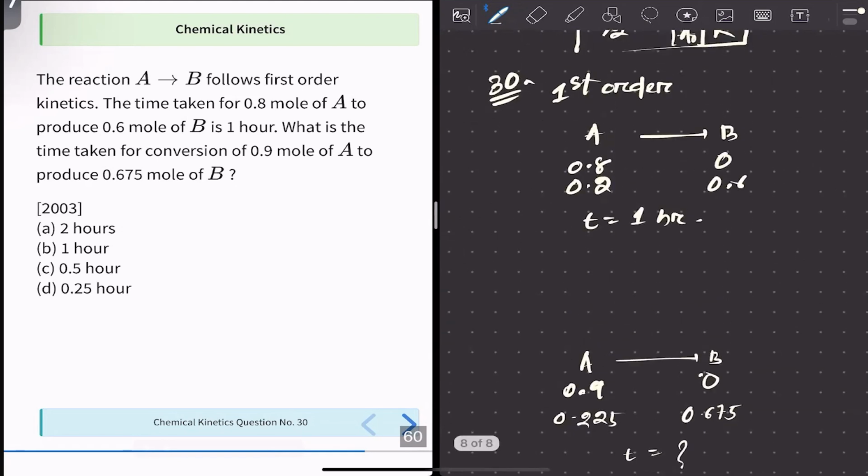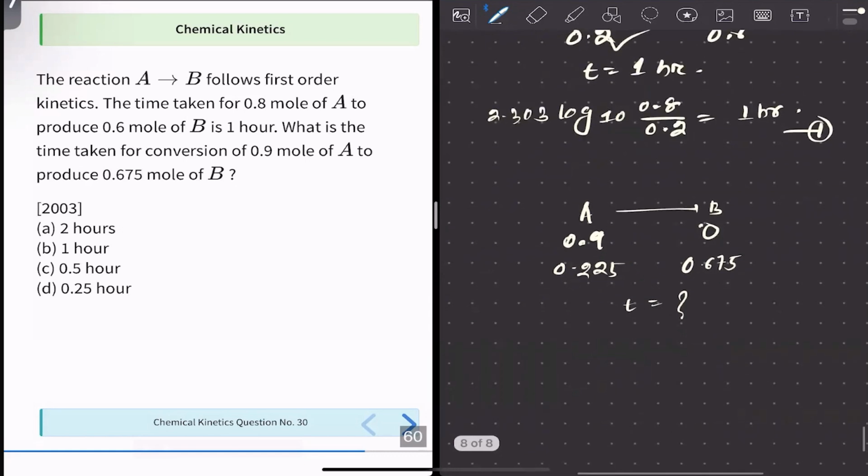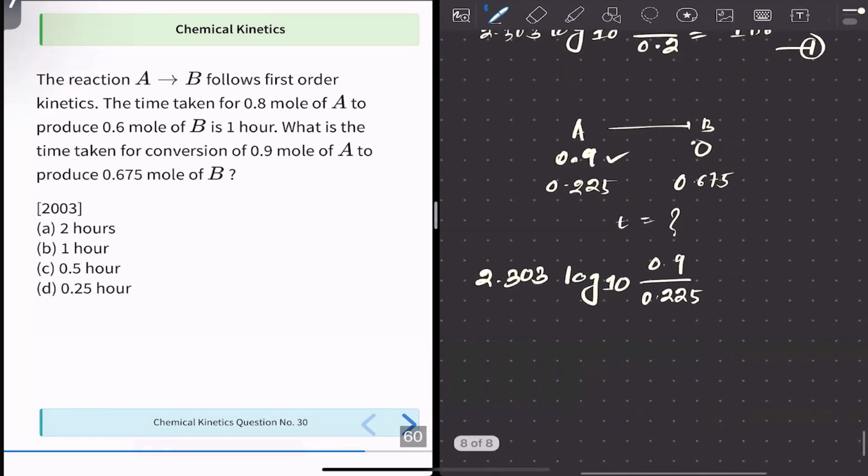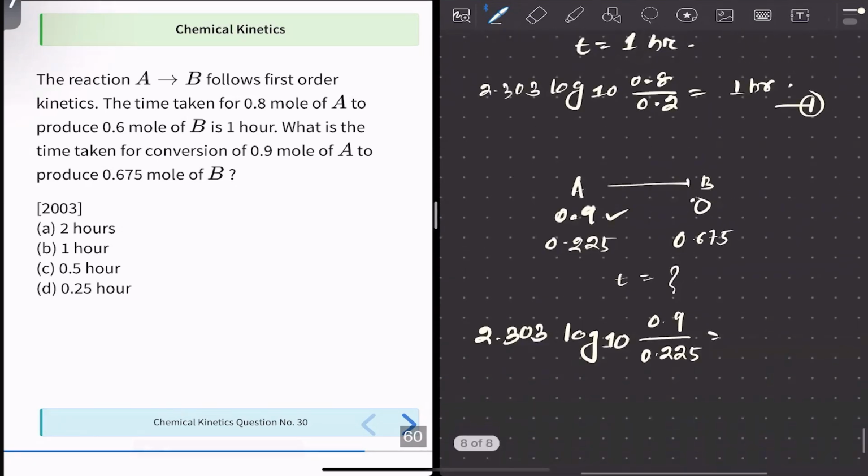Equation 1: 2.303 log 10 of a naught by a, where a naught is 0.8 and a is 0.2, is equal to k times 1. Equation 2 will be 2.303 log 10, where a naught is 0.9 and a is 0.225, is equal to kt.